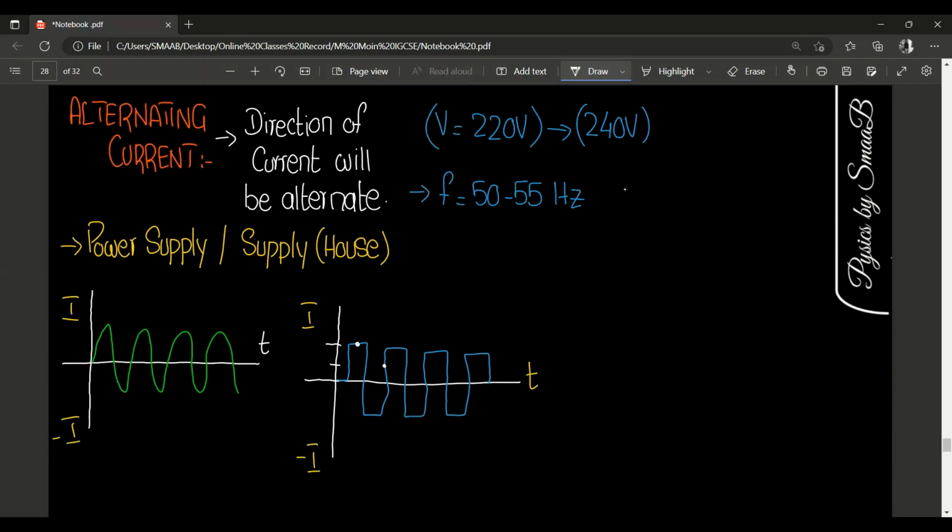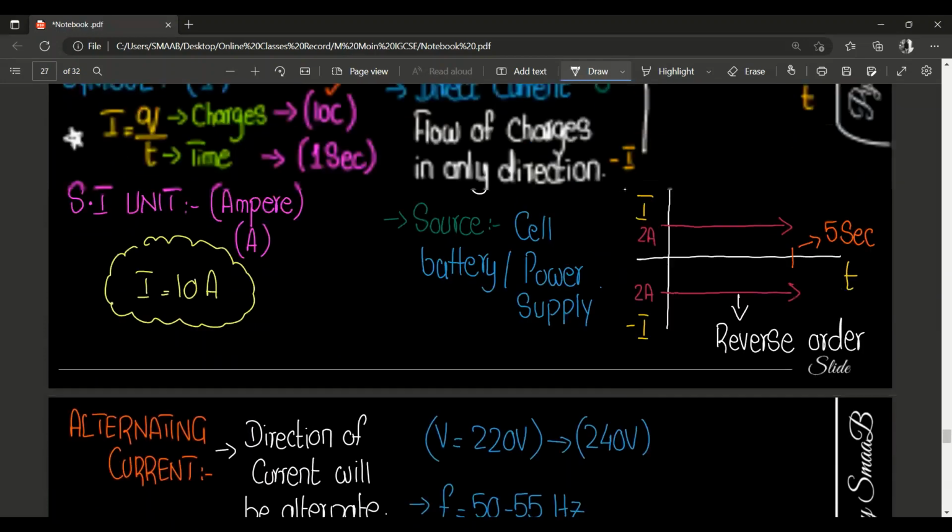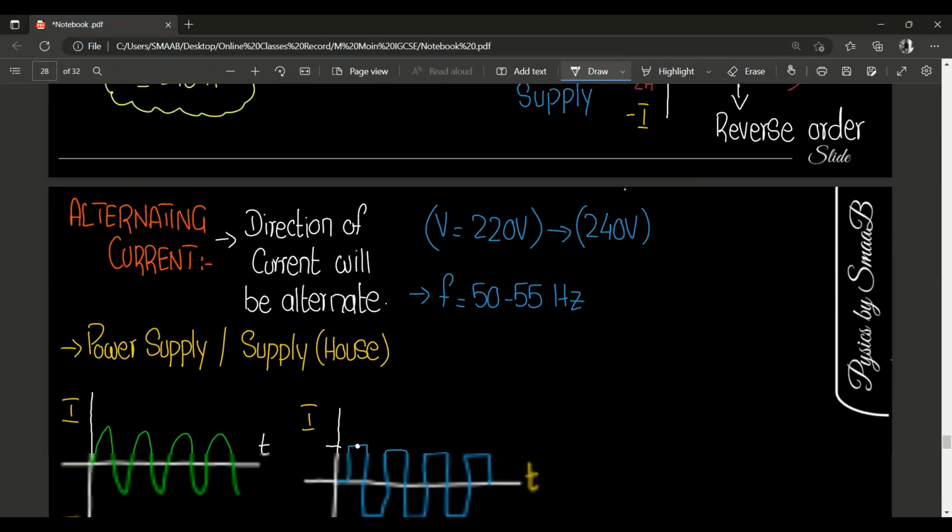We will discuss this in the future, when we discuss this topic in detail and when we are going to solve the graphs, right? But for the time being in these chapters, we are not going to solve the graphs. We just solve the numerical values. So these are the differences between AC and DC.